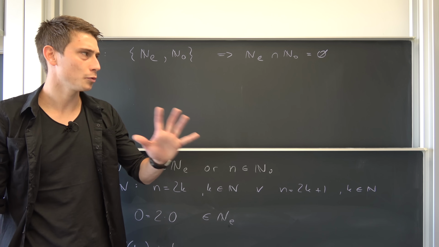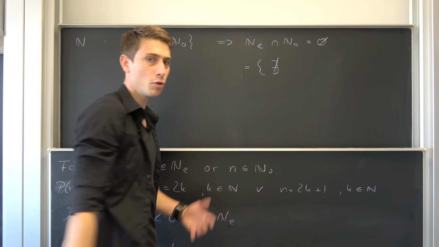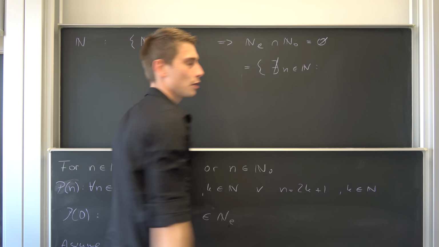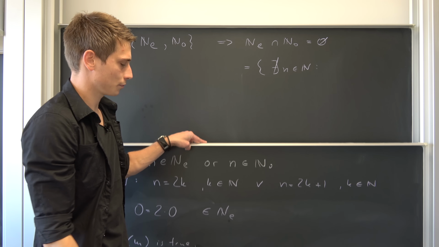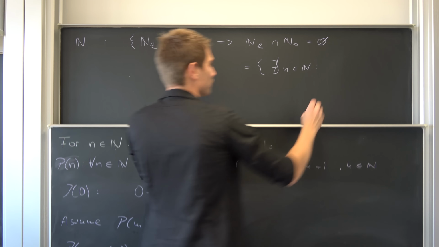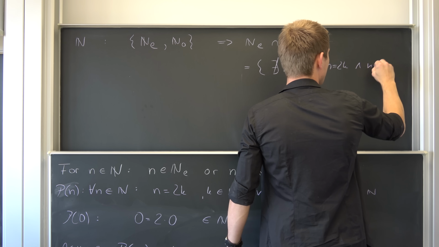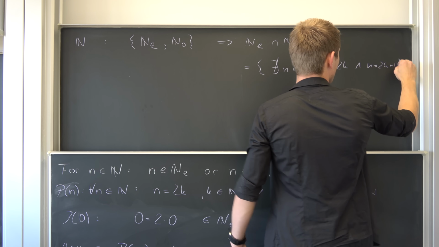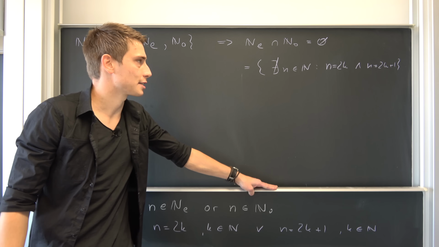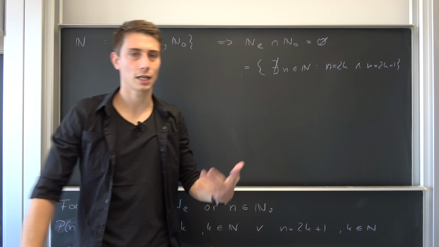How can we rewrite this? Well, that just means that there is no n out of the natural numbers such that n is odd and even at the same time. n is equal to 2 times k, and n is equal to 2 times k plus 1, where k is an element out of the natural numbers. Well, that's just what it says, you see? And this intersection, kind of equivalent.